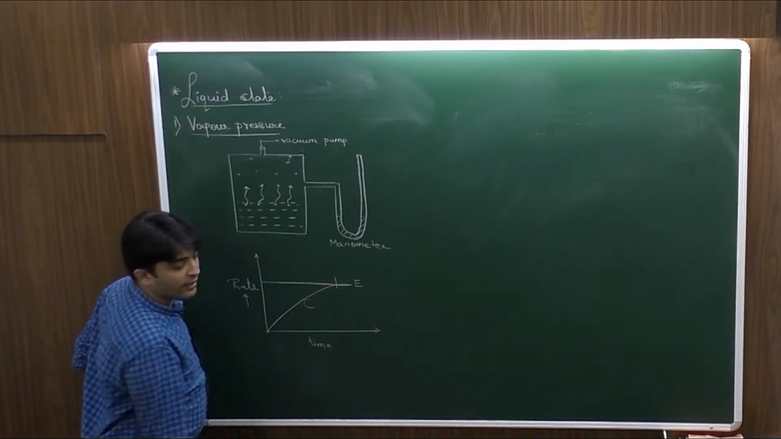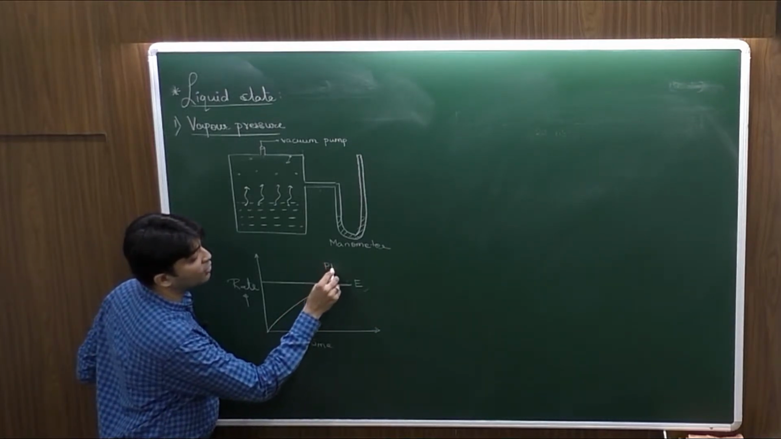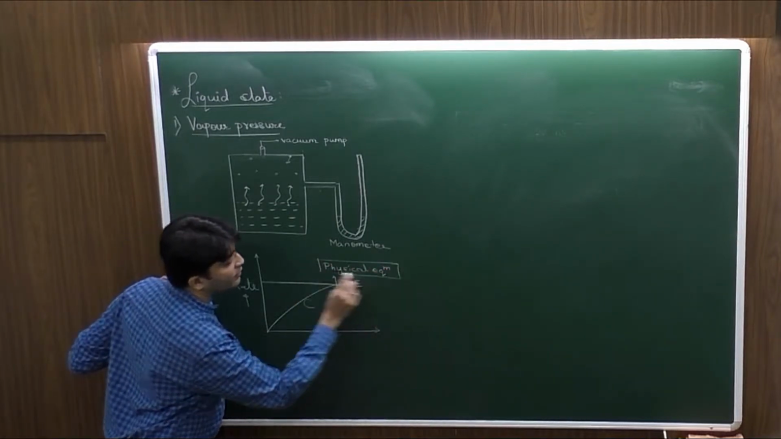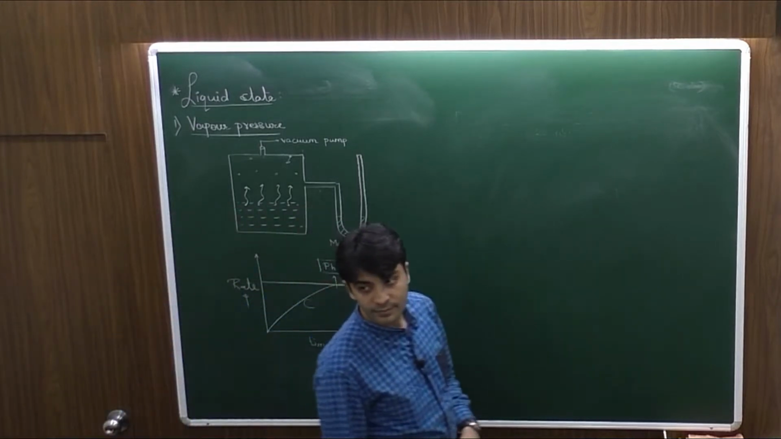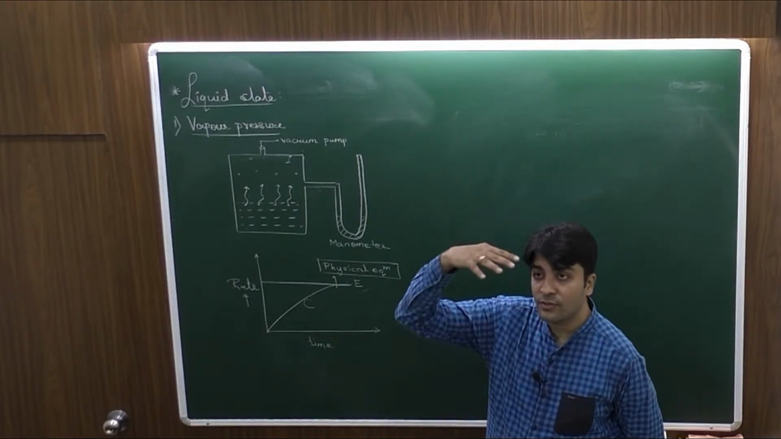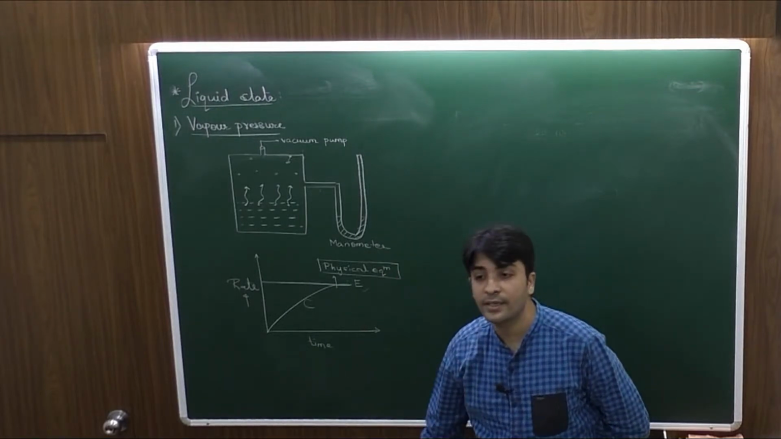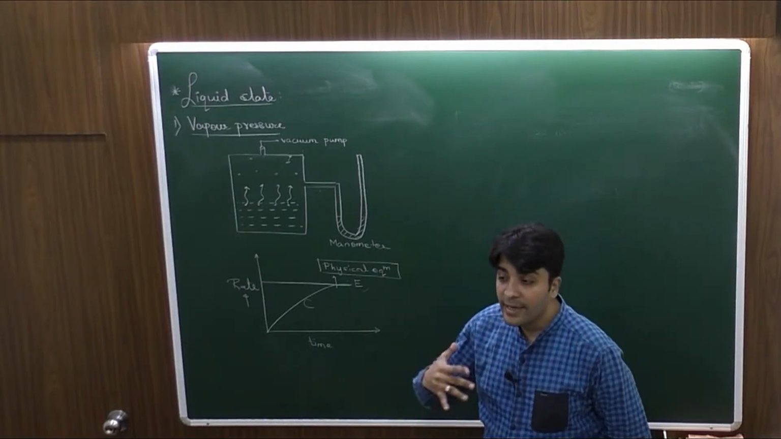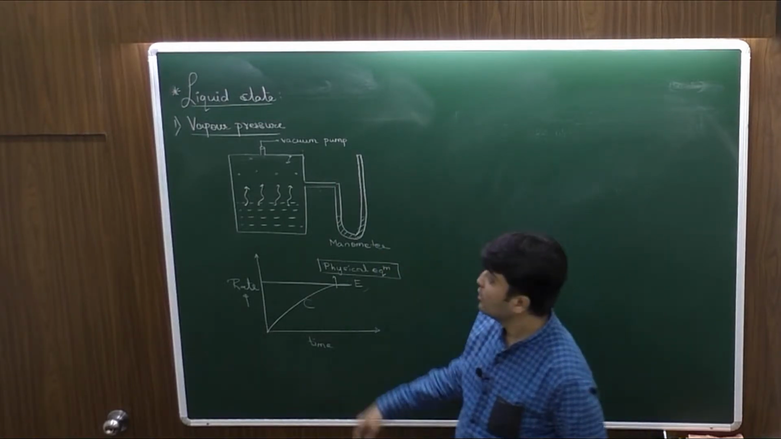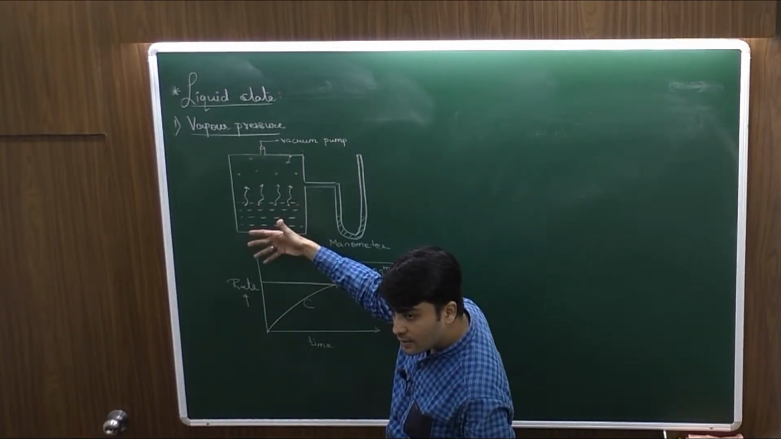This point where the rate of condensation is equal to the rate of evaporation is called physical equilibrium, and at physical equilibrium we say the vapors are saturated. The vapors are saturated because now the number of vapors in the gaseous state is equal to the number of vapors getting converted into the liquid state, meaning the rate of evaporation becomes equal to the rate of condensation.